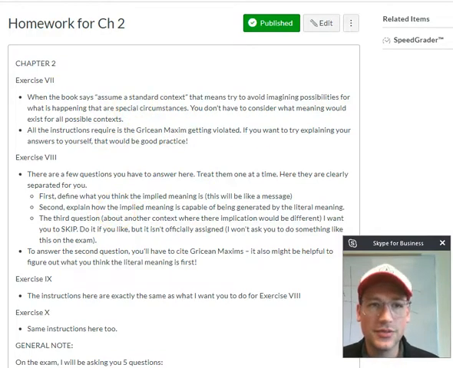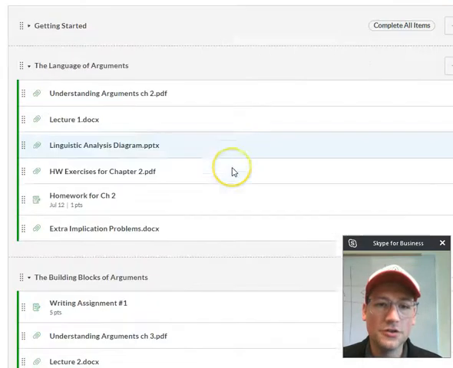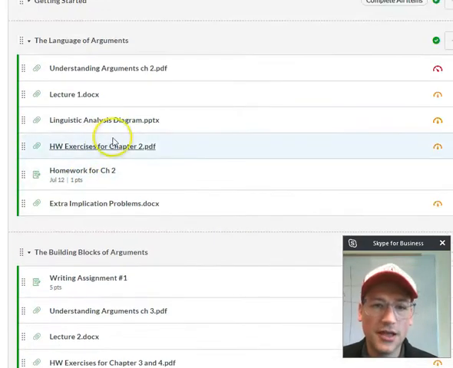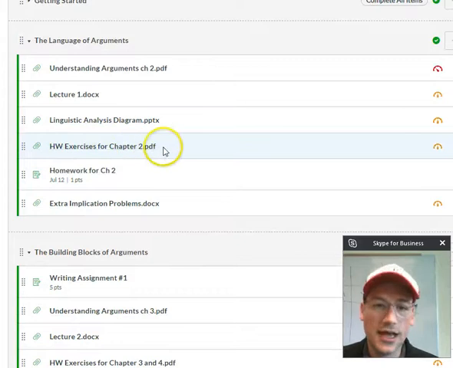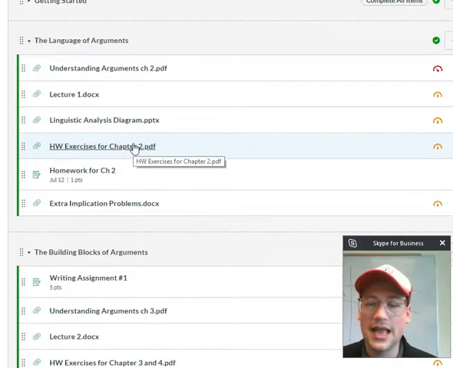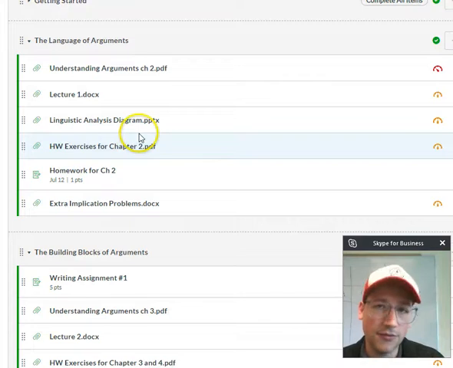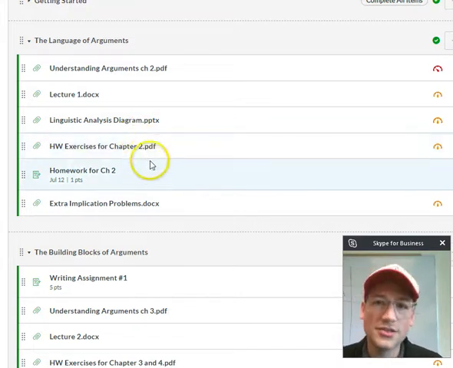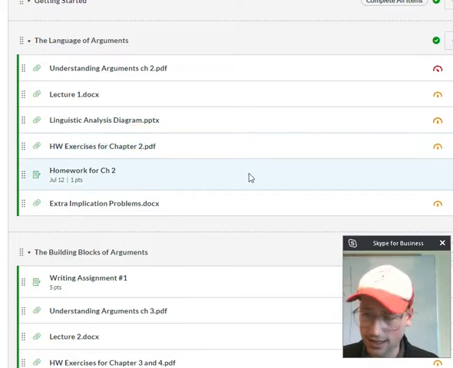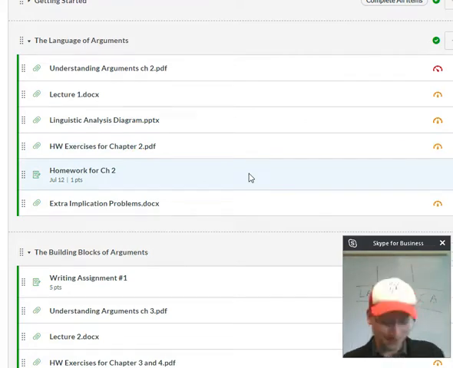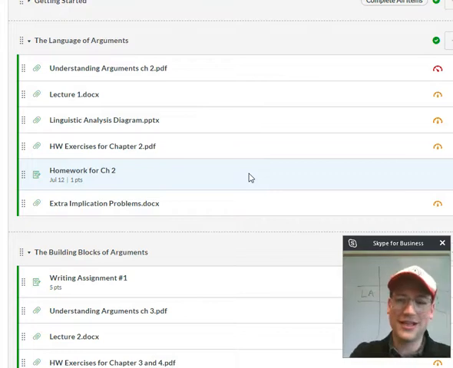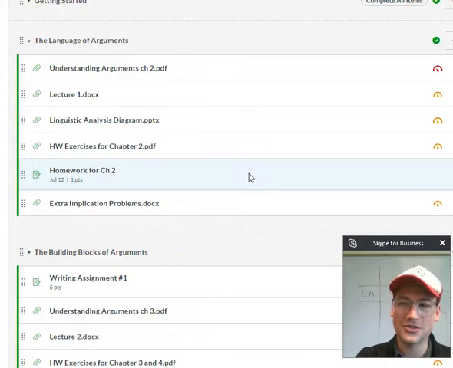Going back to the modules page, you'll also see this file attachment that says homework exercises for chapter 2.pdf. So this is a PDF that has the scans from the book itself, that have the actual problems that I want you to be working on. I provided this because the way I've set up the class, I haven't required a particular edition of the book, and the goal here has been to make it so that you can get the cheapest thing available, whether that's the main edition that I'm working with or some other edition.